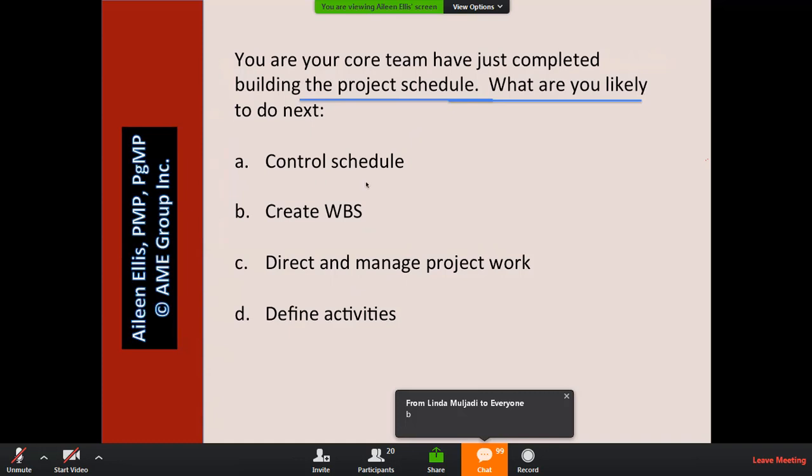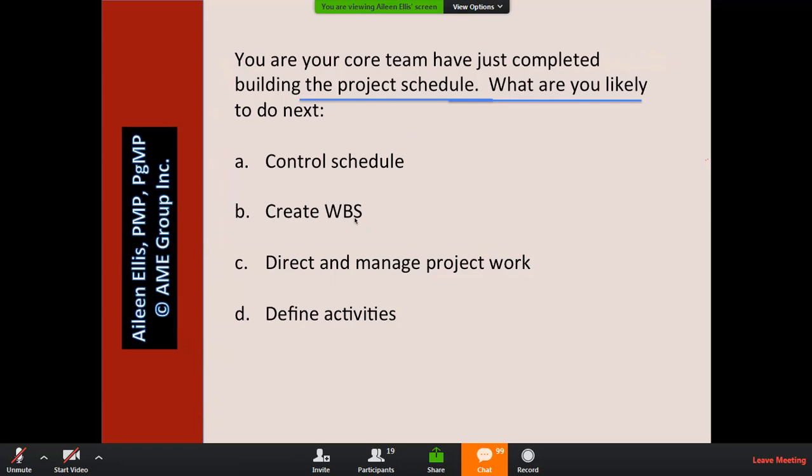Okay, answer A, control schedule. Could that come after building the schedule? Could we control it? So could A come after the question? So I would say A is a possible answer, but A is part of monitoring and controlling. So it comes much later, but A is possible. Let's go to B, create the WBS. Which one occurs first, building the schedule or creating the WBS?